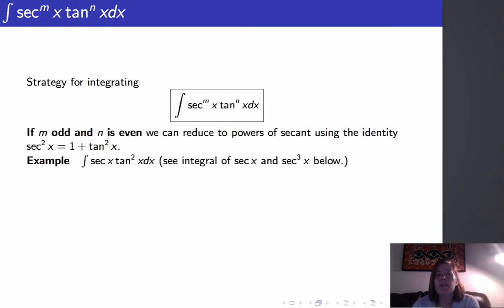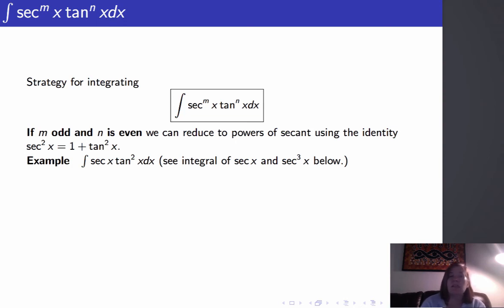Okay, so we've seen that for the integral of secant to the mx times tangent to the nx dx, if m is odd and n is even, then we can't make any of the previous substitutions. But we can reduce to powers of secant using our identity secant squared is equal to 1 plus tangent squared. Our tangent squared equals secant squared minus 1, and this might help.